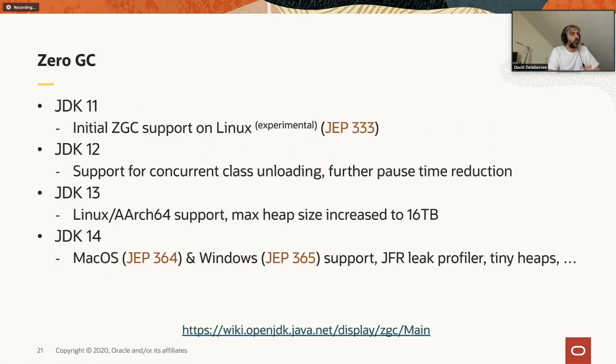So what is the history behind ZGC? ZGC was initially introduced in 11 as an experimental feature on Linux. We added additional capabilities in 12. In 13, ZGC support was added for ARM64. And finally, 14, the release that we did 2 months ago, adds support for macOS and Windows for ZGC. And the plan is to make ZGC a production feature, so we are removing that experimental flag from the feature in JDK 15, so this year.